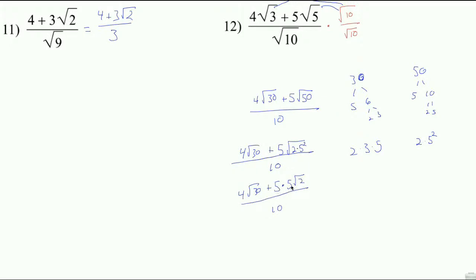And we can realize 5 times 5 is 25. So we have 4 root 30 plus 25 root 2 all over 10. And we want to look to see if we can reduce anything. There's no square roots on the bottom to reduce with 30 or 2. 4 and 10 reduce by 2, but 25 does not reduce by 2. So we can only reduce if all 3 terms can be simplified by the same number, and they cannot. So this fraction here is our answer for number 12.